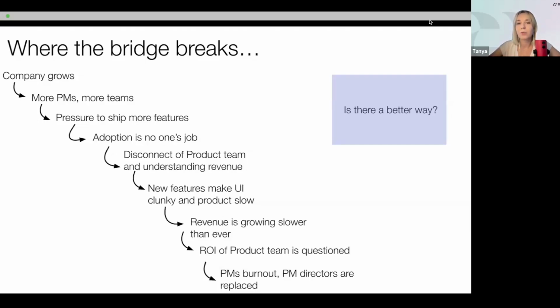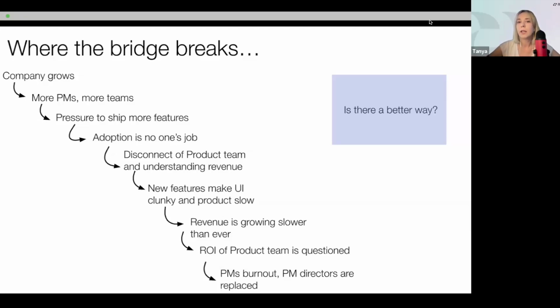In these situations, often the ROI of the product team is questioned. The chief financial officer comes into play and asks questions: why do we need so many people on a product team and so many product managers? This leads to PM burnout. PM directors or managers are often replaced. All of this creates a very toxic atmosphere in the company, not very healthy.